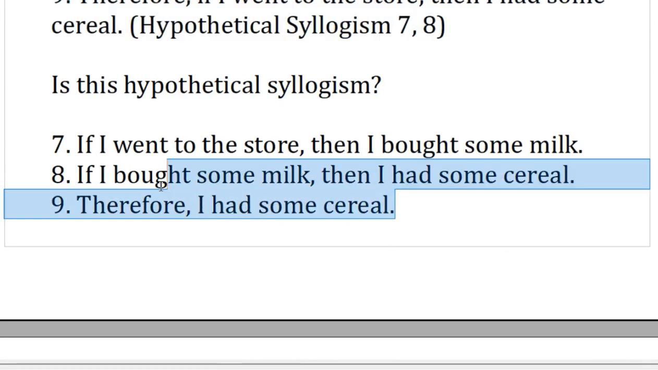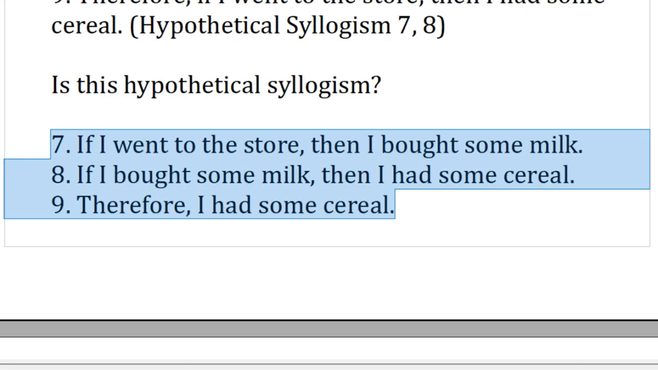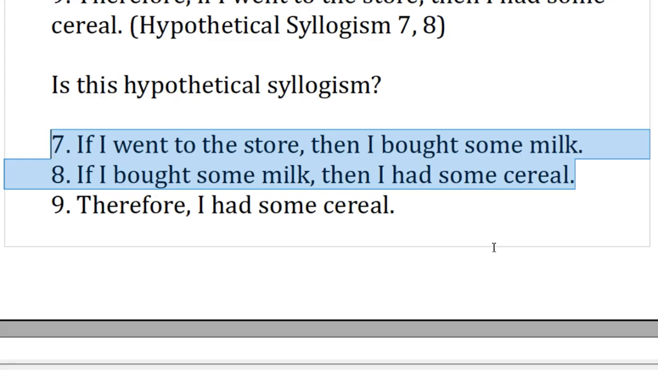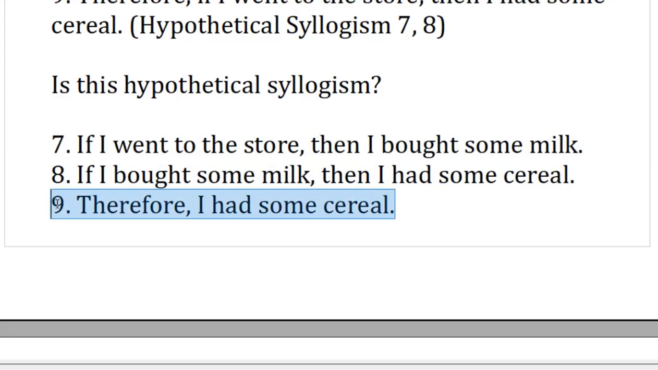Is this hypothetical syllogism? Once again, no. If I went to the store then I bought some milk. If I bought some milk then I had some cereal. Those two parts fit the rule exactly, but this conclusion does not fit the rule exactly. One of the things that's most obvious is that this conclusion is not a conditional. And if you're doing hypothetical syllogism, the conclusion of hypothetical syllogism always has to be a conditional.